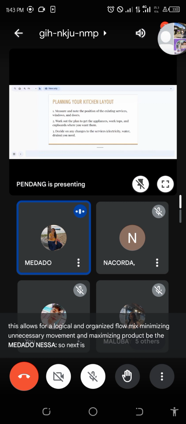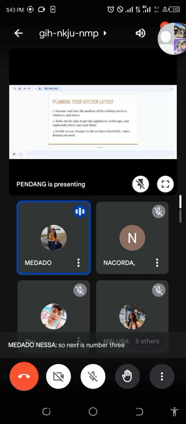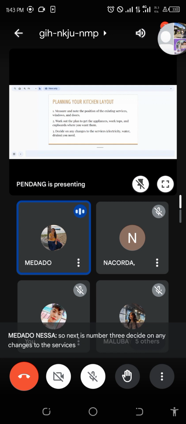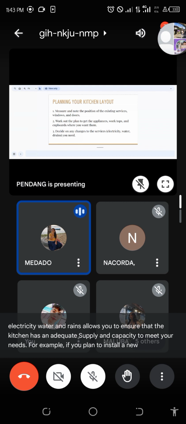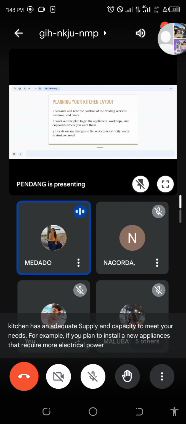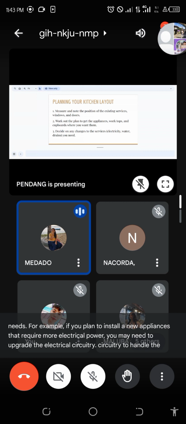So next is number three. Decide on any changes to the services, electricity, water, and drains you need. Assessing and deciding changes to services like electricity, water, and drains allows you to ensure that the kitchen has an adequate supply and capacity to meet your needs. For example, if you plan to install new appliances that require more electrical power, you may need to upgrade the electrical circuitry to handle the increased load.